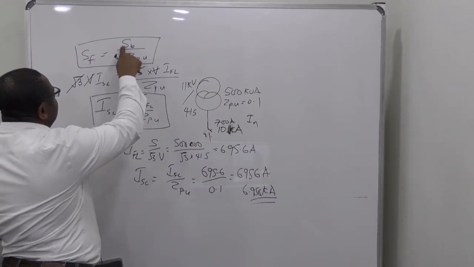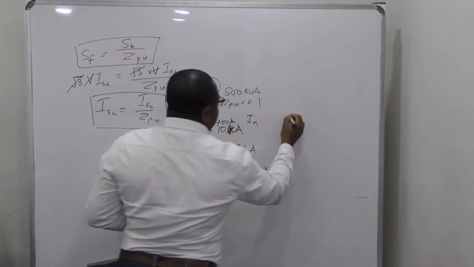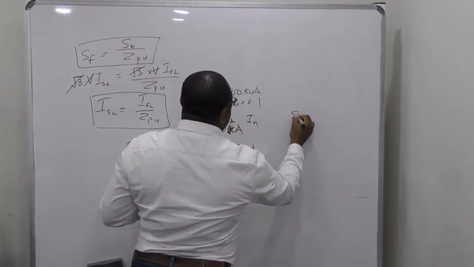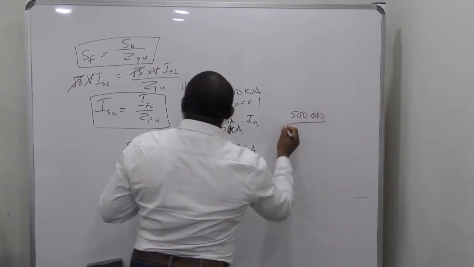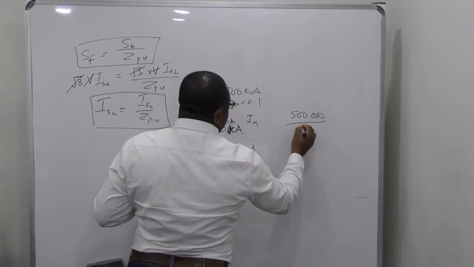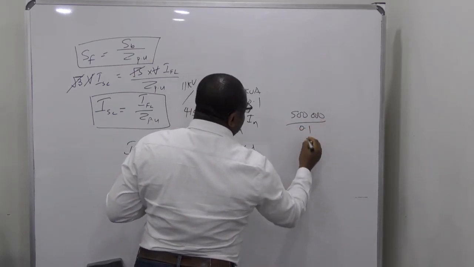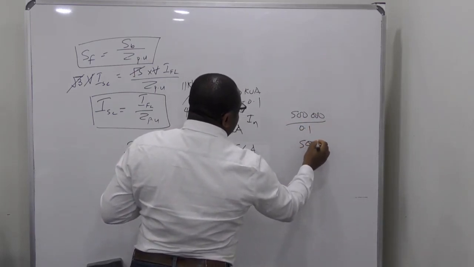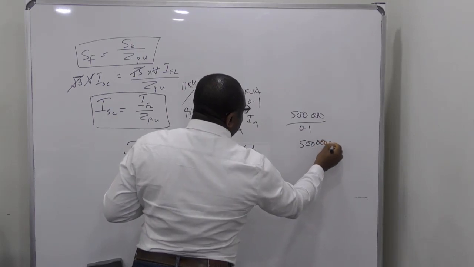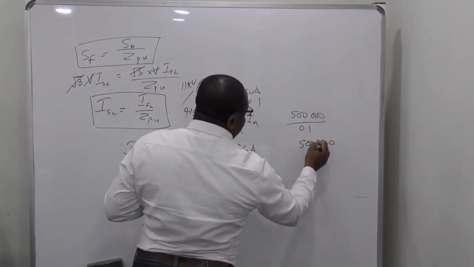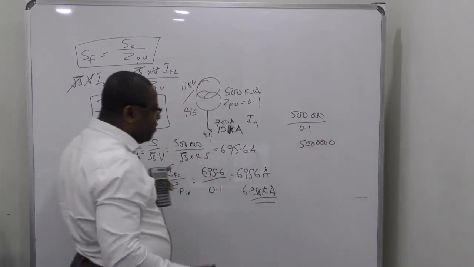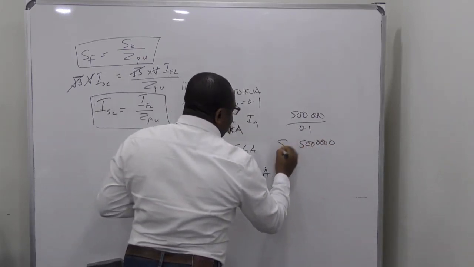S fault is S base over Z in per unit. S fault is S base, which is 500, 1000, divided by Z in per unit, 0.1, which will give you 5,000,000, about 5 MVA. So that is our S fault.